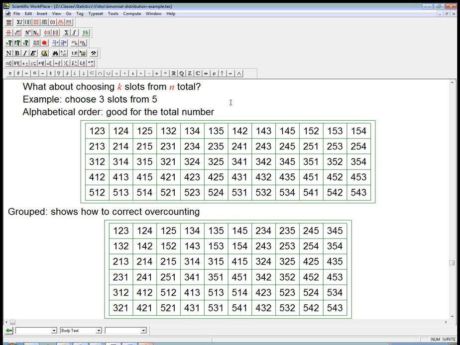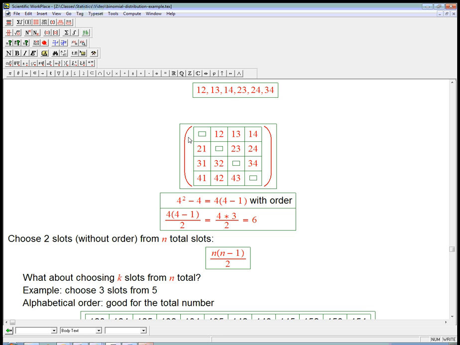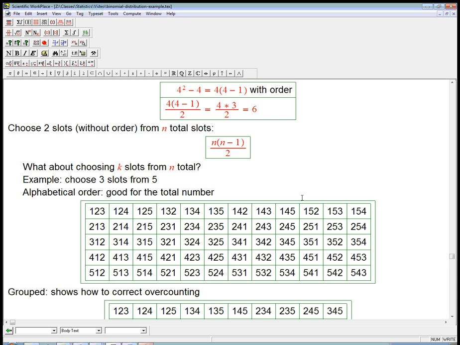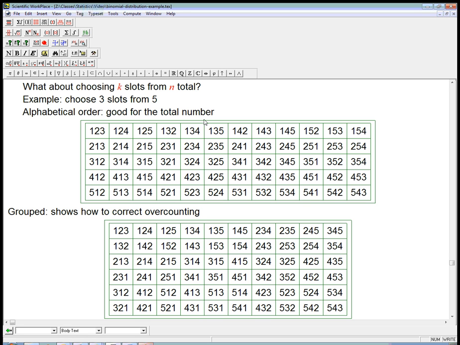But what we discovered in the last video is that if we actually first count them with order, it might be a good idea. In that case, there was a kind of clever way to do it. We're going to do a little bit different way in general. By putting them in this grid, we could see that they're matched up. And we just needed to count them with order, 4 times 3, and divide by 2 to get 6, which is the correct number. Okay, so that's the idea here.